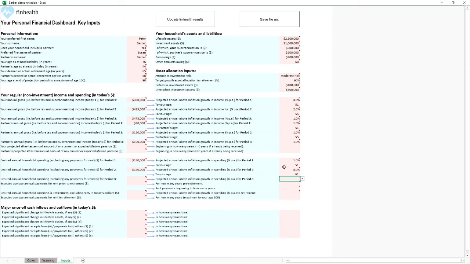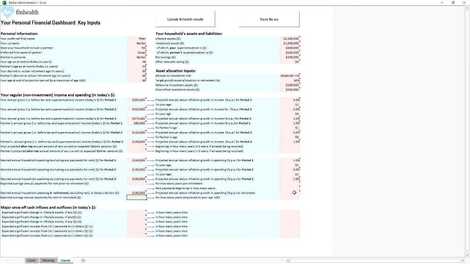And this reflects the Barbers' expectations that they will send their children to private schools. Beyond Pete's age 61, they project a levelling out of spending at $190,000 a year, growing at 1% per annum to Pete's retirement at age 65. Now, getting down to desired retirement spending, the Barbers are looking for retirement spending of $160,000 in today's lifestyle.